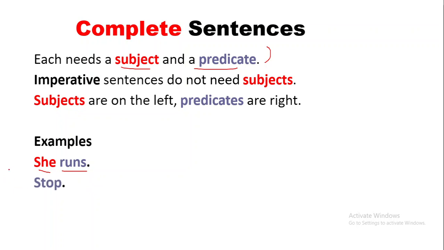Stop. Now it is also a complete sentence, although you cannot see any subject here. But since it is an imperative sentence, and in imperative sentences we do not need the subjects. There is a subject, but we do not use the subject in the sentence. I am.